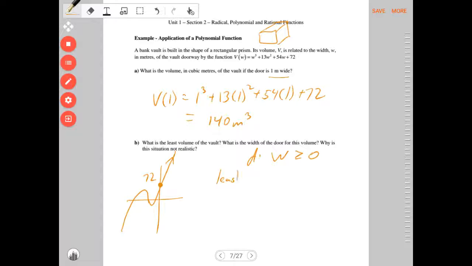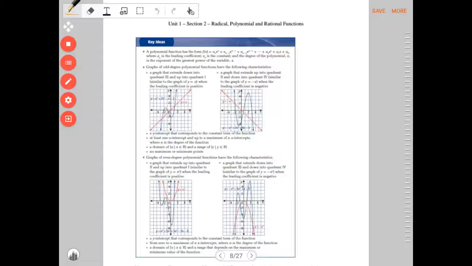So the least volume possible is 72 cubic meters. But no, it's not realistic because this particular vault wouldn't have a door. It makes it a pretty useless vault. Why is this situation not realistic? The width of the door is 0, which means there's no door, which means you can never get in. Your stuff would be safe, but you'd never get it again. So, very, very bad. All right, moving on.